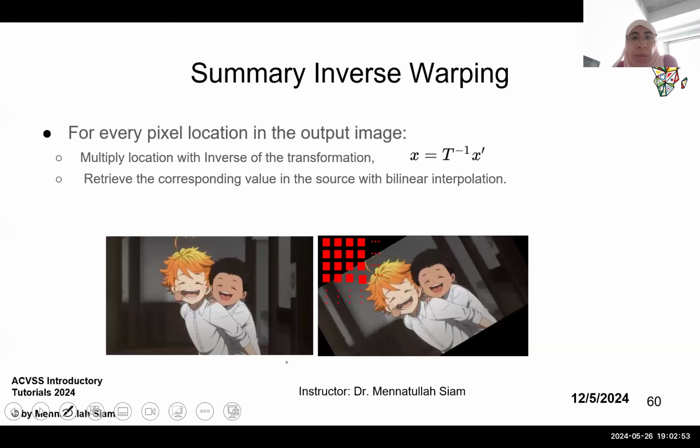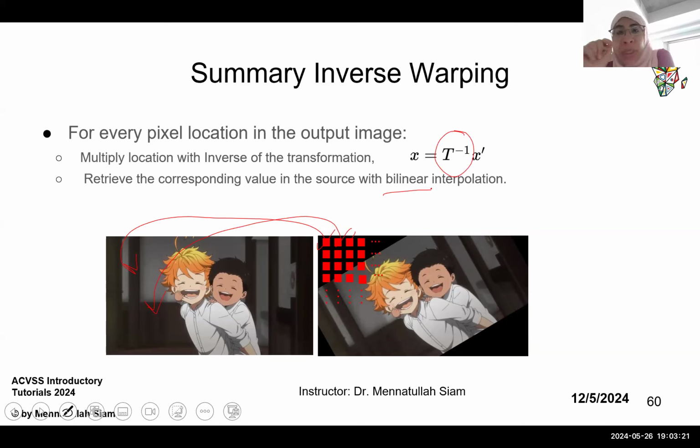Okay, so this is the whole operation. Let's say these are the output pixels. For each output pixel, I map it using the inverse of the transformation and get the corresponding value using either bilinear interpolation or nearest interpolation, whatever you define.